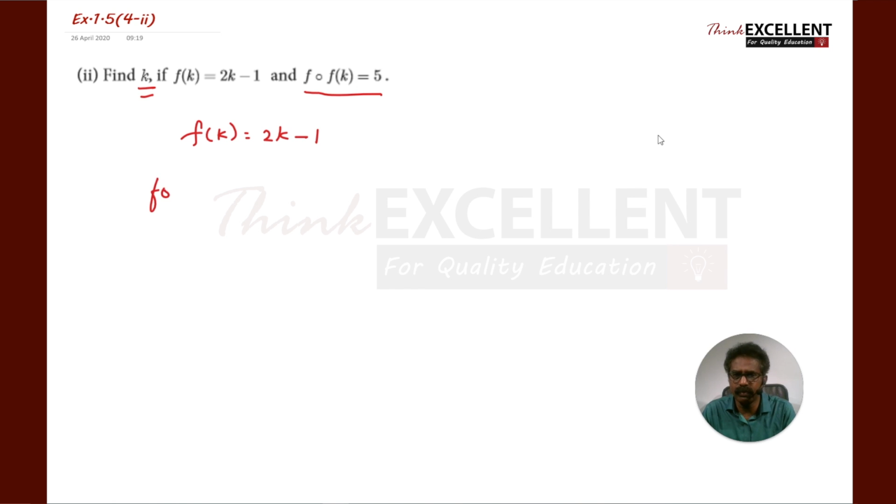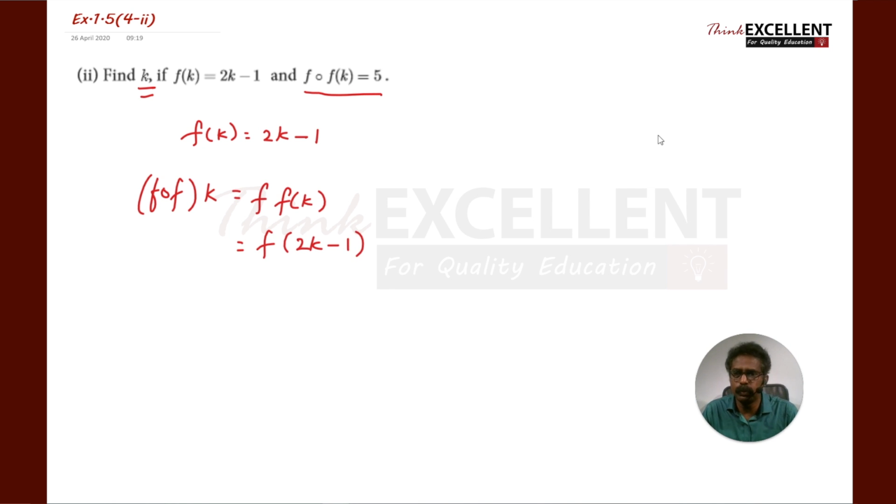So you find f composition f of k. Normally they give two functions, right? F and g. But here only one function is given, f. And they asked us to find f composition f. In both the cases, you use f only. So you can write it as f of f of k. What is f of k? It is 2k minus 1, right?